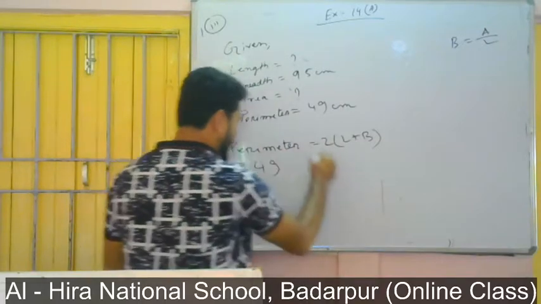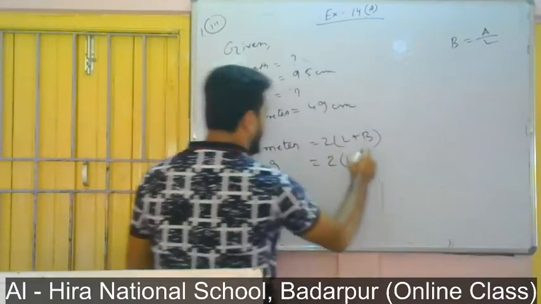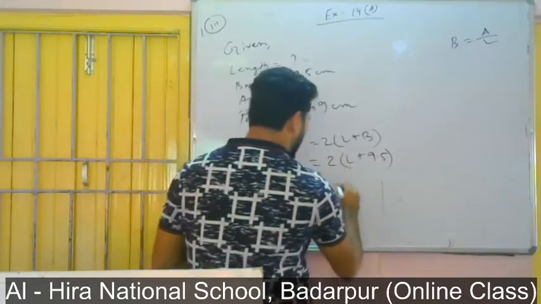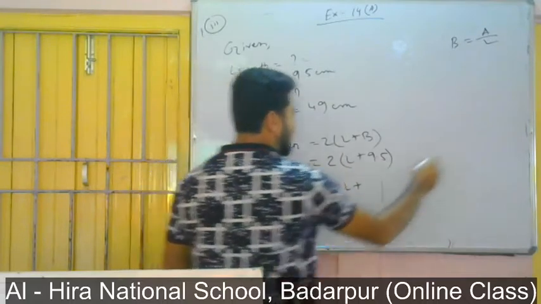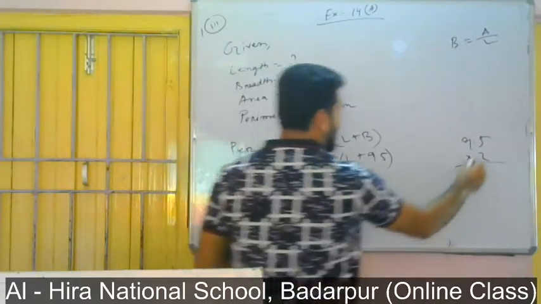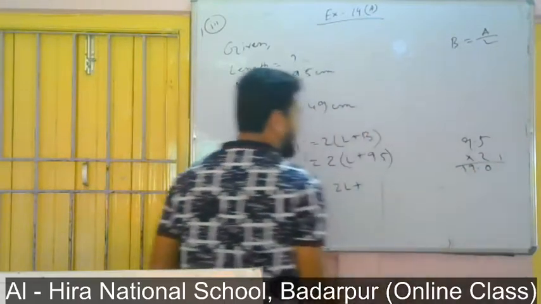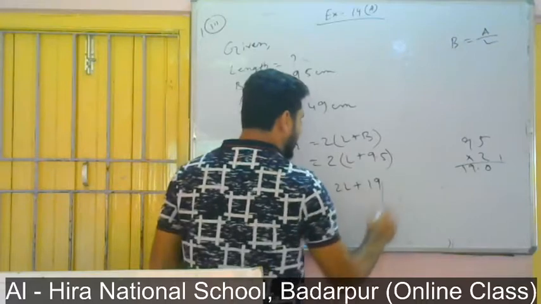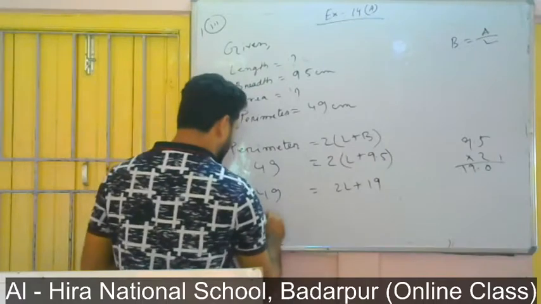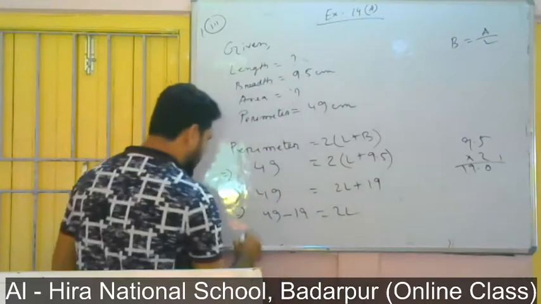Then 2 into (L plus B). L we don't know, so we keep L, and breadth we know: 9.5. So you write 49 equals 2 into (L plus 9.5). Multiply 9.5 into 2, and you get 19.0. That means I can write directly 19. So now, if I take 19 to the right side, 49 minus 19 becomes 12.